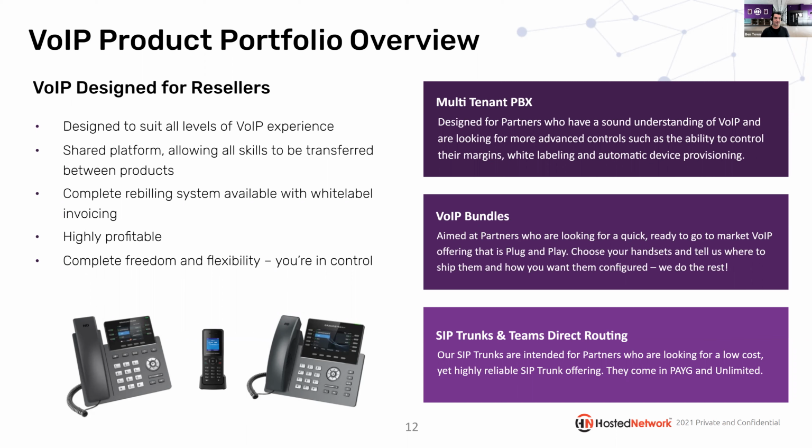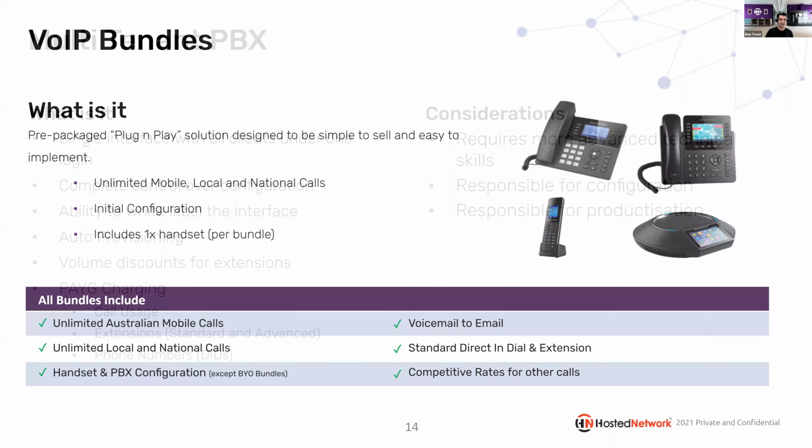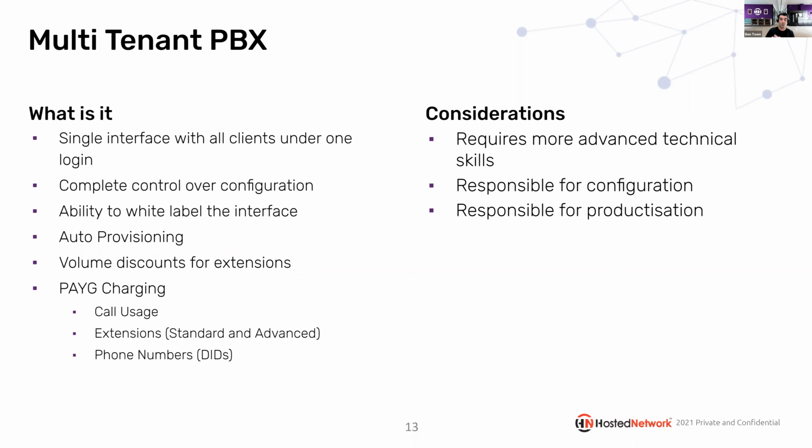SIP trunks, that's if you're going to be connecting an existing phone system or Teams. So I'll quickly run through that. This is all broken out. So multi-tenanted, like I said, if you want to white label it, multi-tenanted is the way to go. You do get volume discounts for the extensions and things like that. So the more you buy, the cheaper it gets. There's 3 components of what you get charged for: call usage, extensions, which are like if you have PBX functionality, so I think handsets, IVRs, queues, that sort of stuff, and then the phone numbers, either new phone numbers or the numbers that you port in, right?